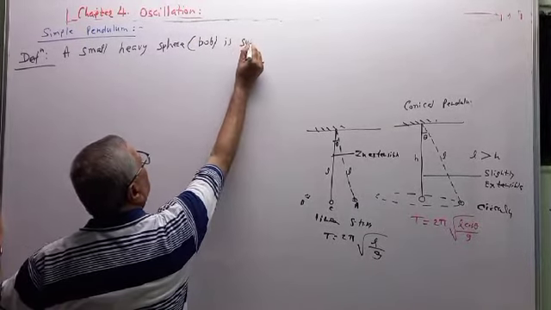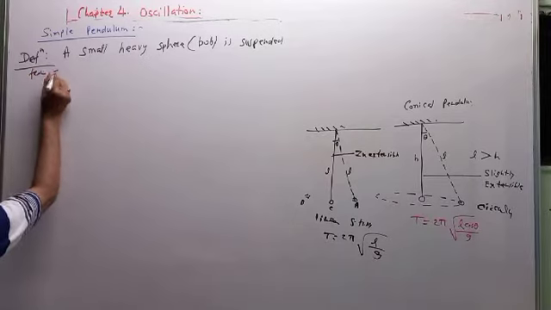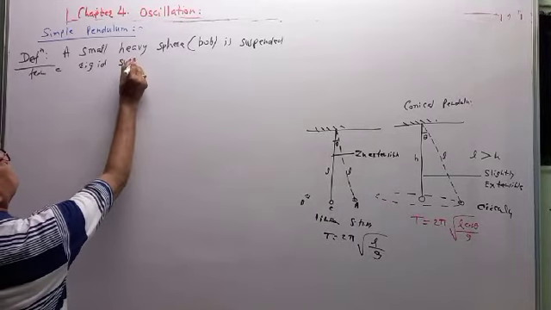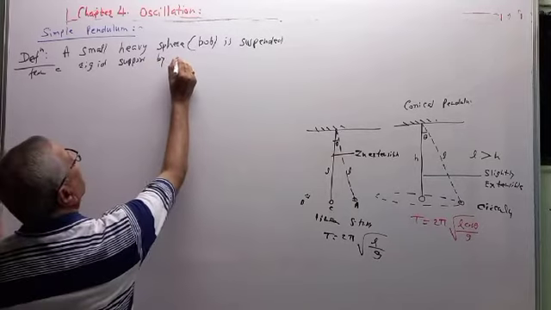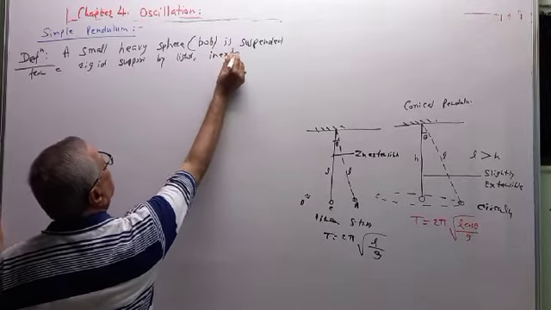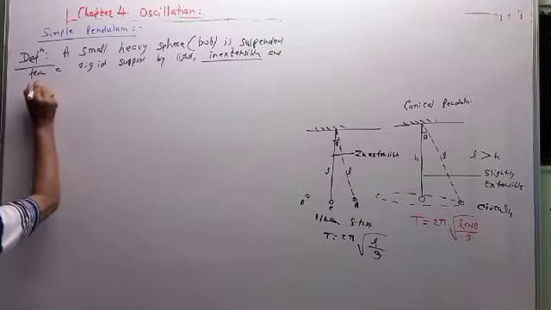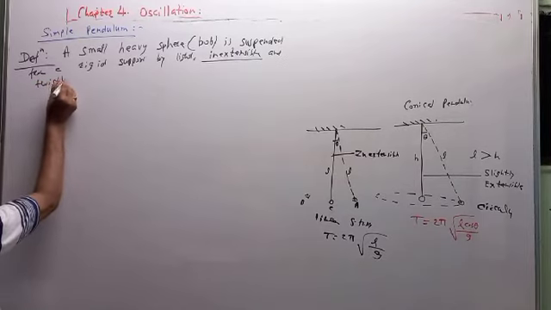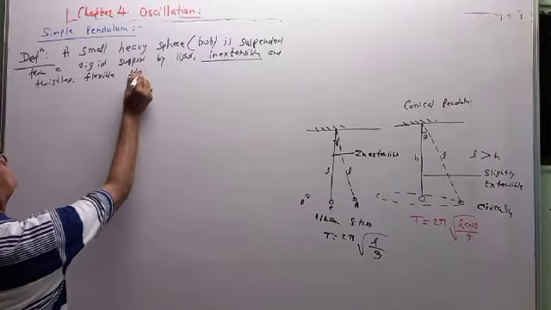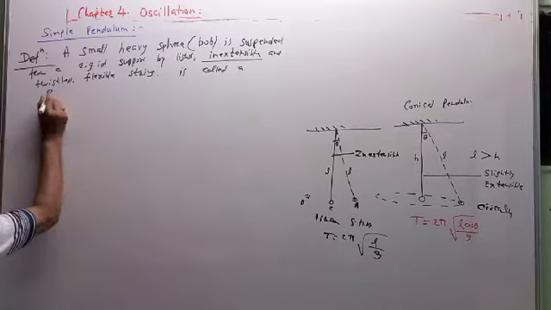is suspended from a rigid support by a massless, or you can say light, inextensible and twistless, flexible string is called a simple pendulum.